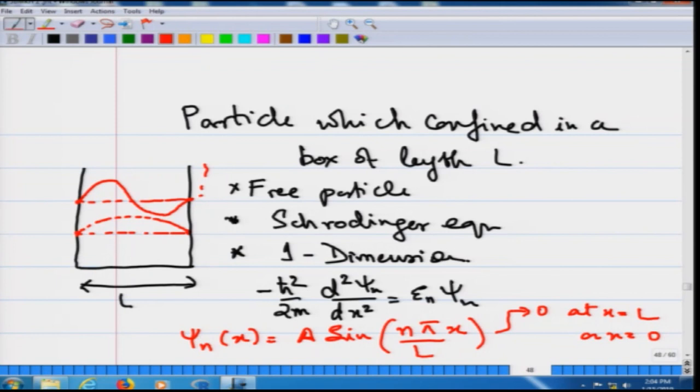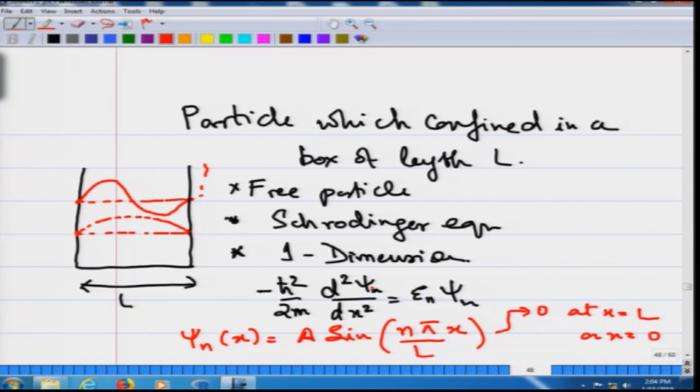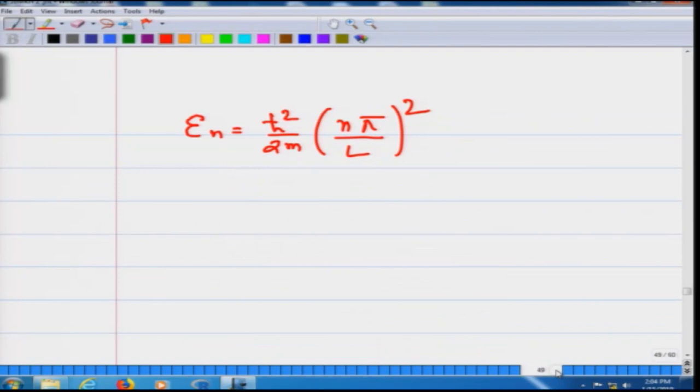you take the second derivative d square psi n by dx square and you put it in here, you will get your energy of the system, and the energy eigenstates will turn out to be h cross square by 2m, n pi by L the whole square. Okay. You will directly get it by taking the second derivative, putting it in here. You will see that immediately, and putting this value out here and the second derivative out here, you will get your energy eigenstates. So, these are the energy states that are available in the system.